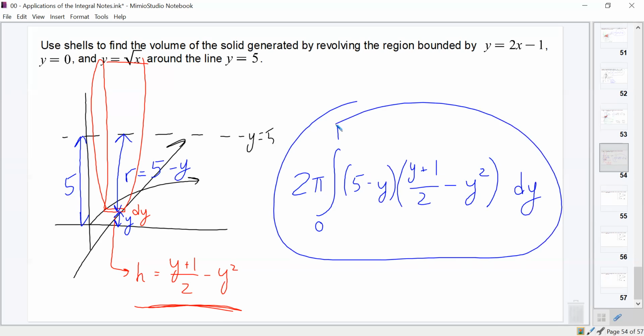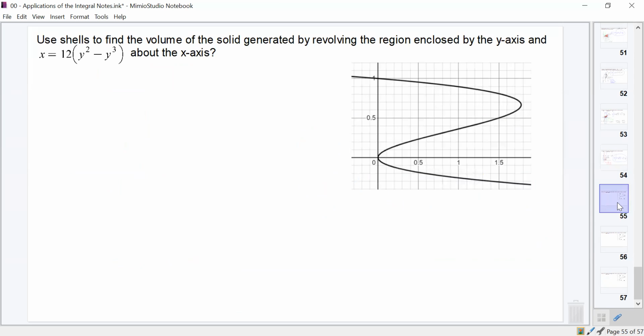And again, you can distribute all this out and integrate it all just using the power rule. But the integral setup is the thing I'm most concerned about. So we've got just a few more of these that we're going to take a look at here.